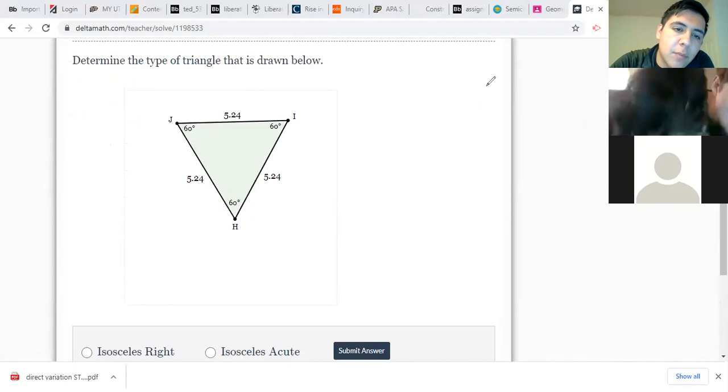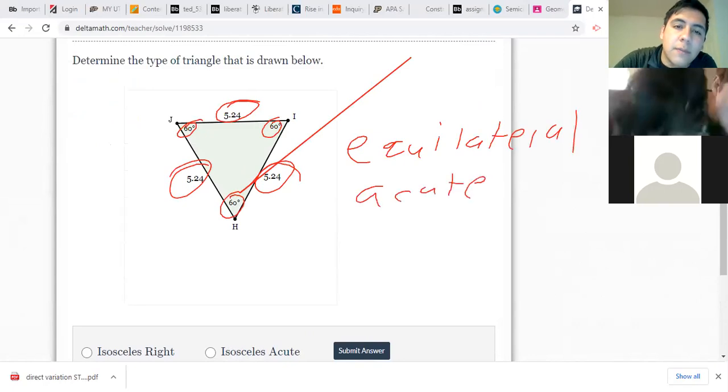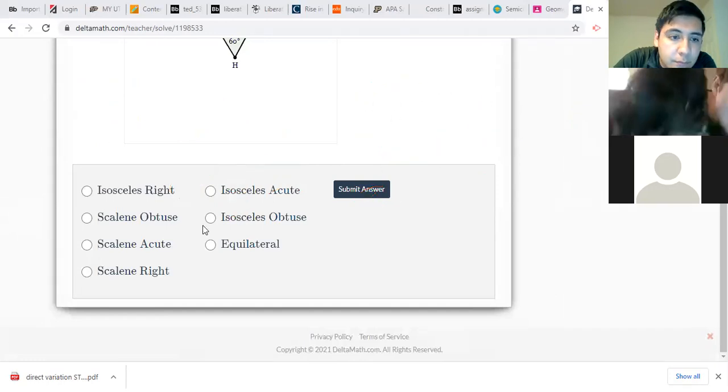So looking at this first example, we have all sides that are the same, so we have an equilateral triangle. And then we have all angles that are less than 90 degrees, so we have an acute triangle. So we would say that this is an acute and an equilateral. Or at the very minimum, we just have equilateral.